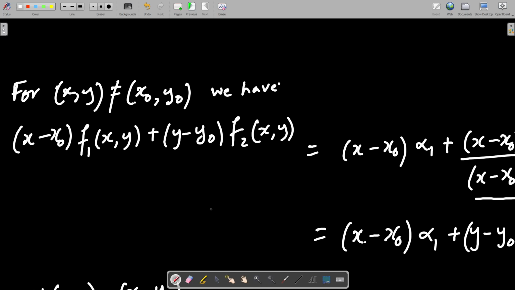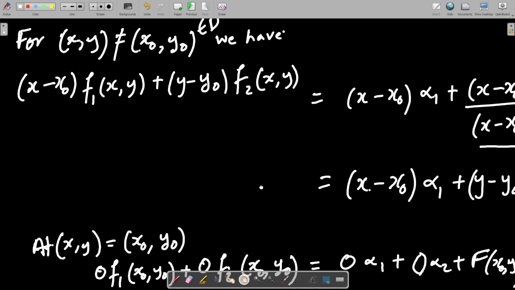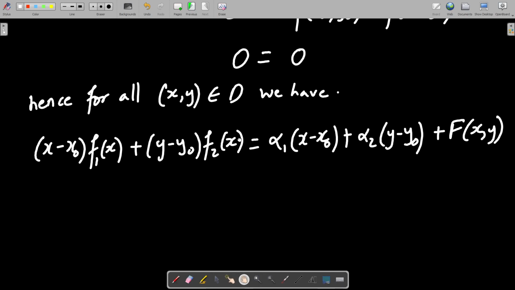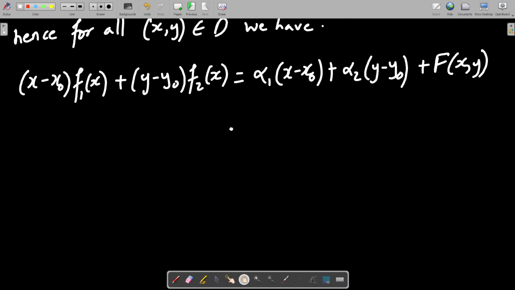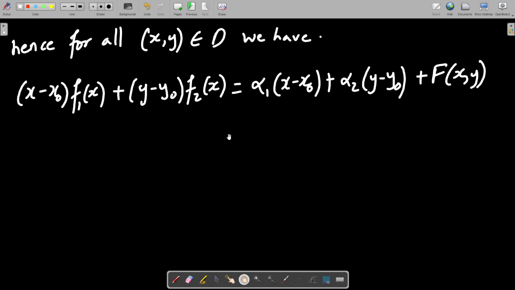For all (x,y) not equal to (x naught, y naught), just write over there, belonging to D. It may not be true for points outside D. Okay, so now the RHS can be simplified.